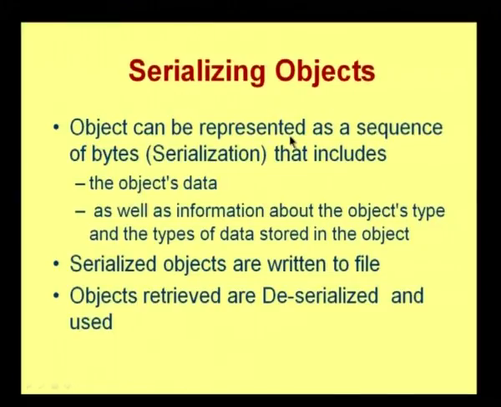Objects can be represented as a sequence of bytes that includes the object's data as well as information about the object's type and type of data stored in the object. Serialized objects are written into the file. Objects retrieved are deserialized and used. So first we will look into what is object serialization. Representing the object in a sequence of bytes is said to be serialization.